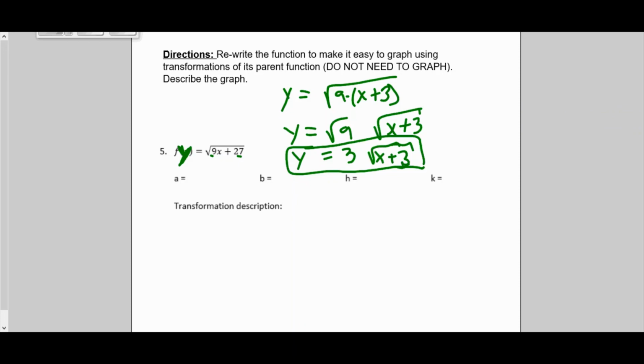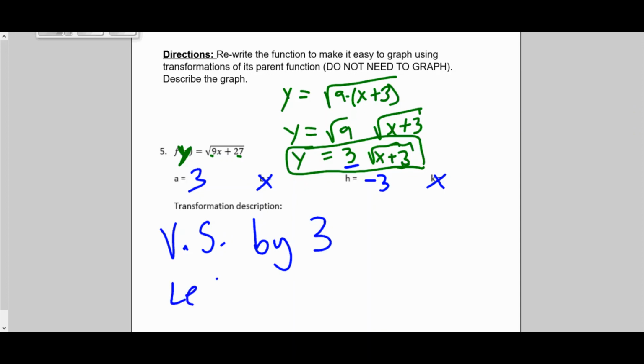So if we identify our a value, here is the value out front. Our a is 3. There is no b value. Our h, here it's positive 3, so I'm going to write negative 3. So I'm changing the sign. And there is no value being added or subtracted on the outside. So my transformations are an a and an h. So describe the transformation. A, the 3, is a vertical stretch by a factor of 3. And the h, the negative 3, moves the graph left 3 units. Notice I already accounted for that negative sign.